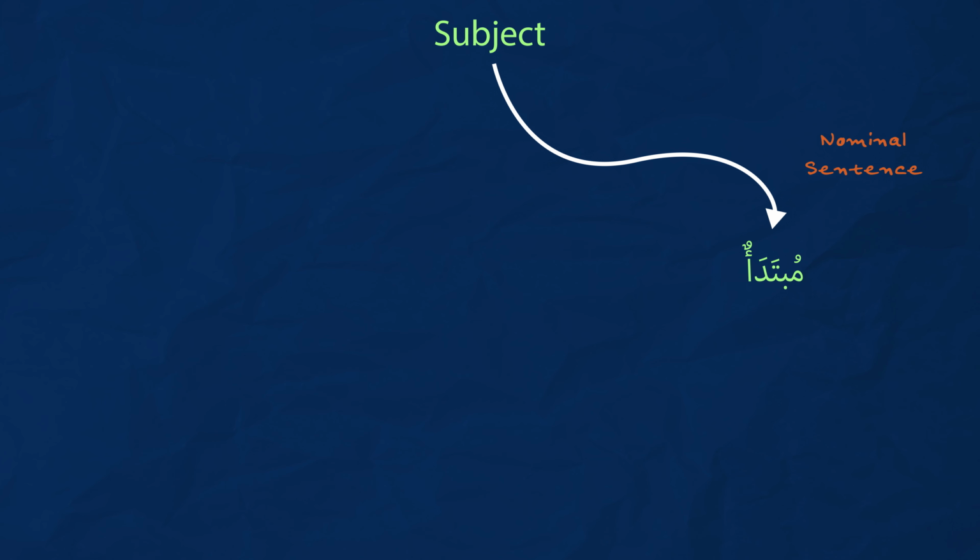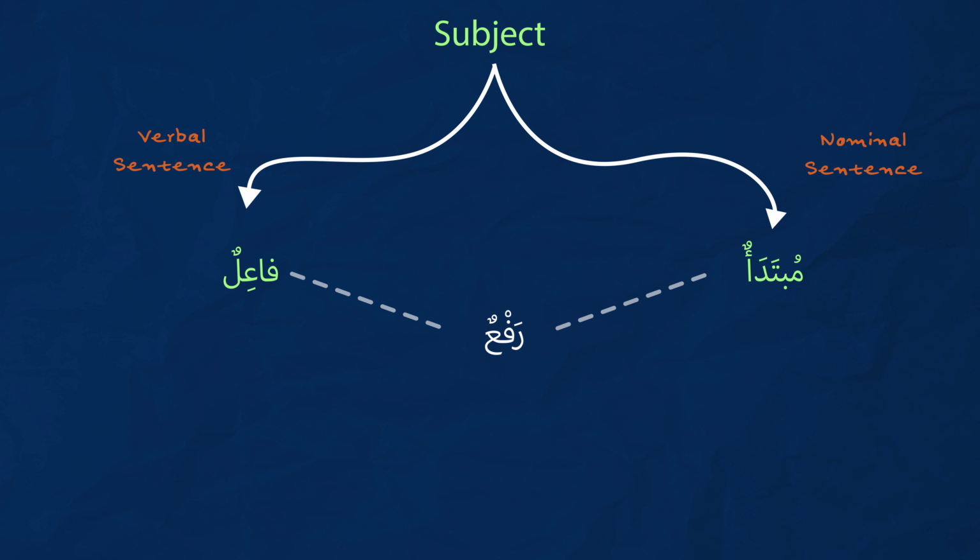Now let's take a closer look at the subject of both the nominal and verbal sentence. The subject of a nominal sentence is called mubtada, and it is simply a noun which begins the sentence. The subject of a verbal sentence is called fa'il. It is the person or thing that does the action. Both the fa'il and mubtada take the nominative case, or the case of rafa'.